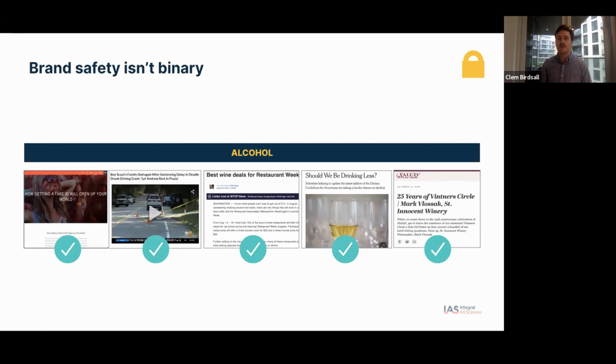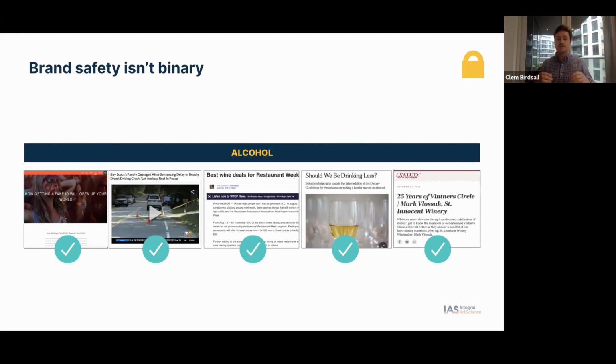And if we look at a content pillar like alcohol, on the far left here you've got how getting a fake ID will open up your whole world, or a Boy Scouts family was sent to prison after there was a drink driving car accident. These are the worst kind of alcohol content that you could possibly want to be around. Whereas on the right hand side we can see an article about should we be drinking less alcohol, and the health benefits, or a winery that is being talked about in a business sense.